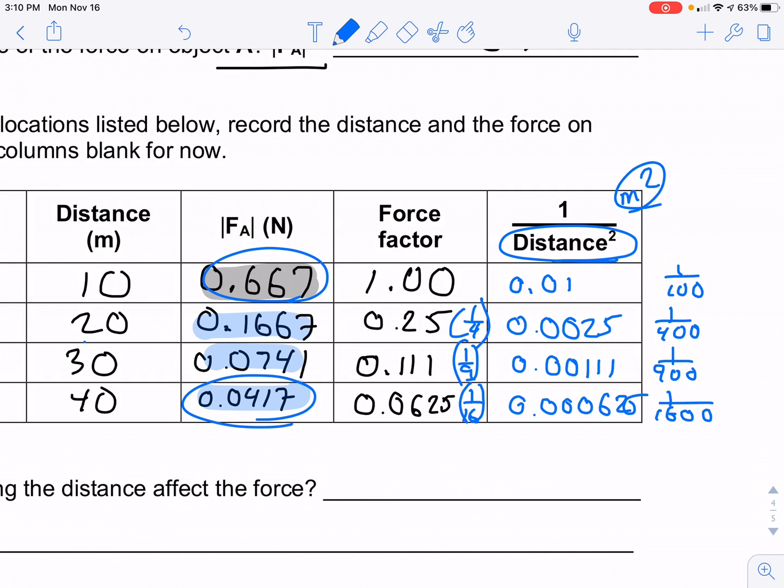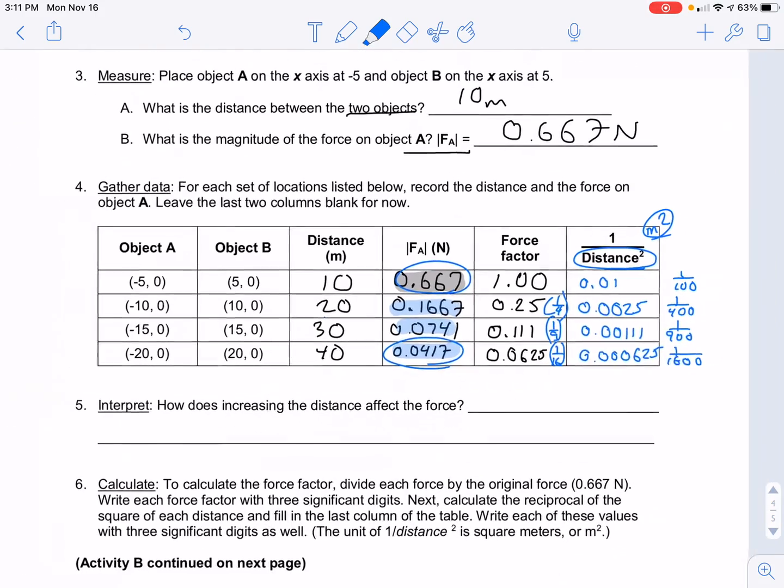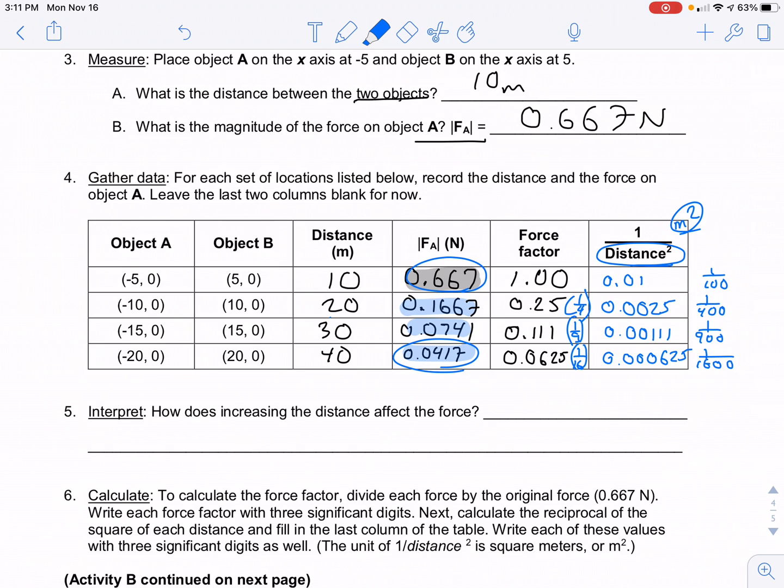0.000625. Now, if you notice something about this, guys, the digits are all off by 2 decimal points. Each answer is off by 2 decimal points. Well, that means it's off by a factor of 100. Okay, what does this mean? It means, guys, that if distance increases, the force is going to decrease. As the distance gets farther apart, the gravitational force is going to get weaker.